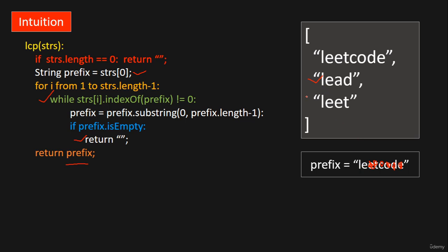So let's move to the next string. Now here we see LE starts at index 0. So we're done. Now let's return this prefix. And here we have LE. And this is our answer. This is how we can solve this problem. This solution takes O(n) time complexity, where n is the summation of the lengths of all strings in the given array, and this solution takes constant space complexity.